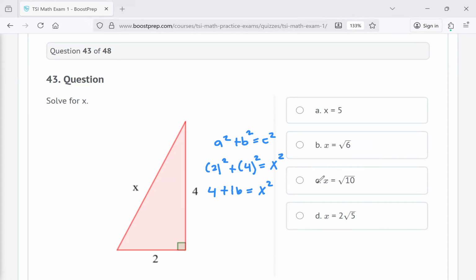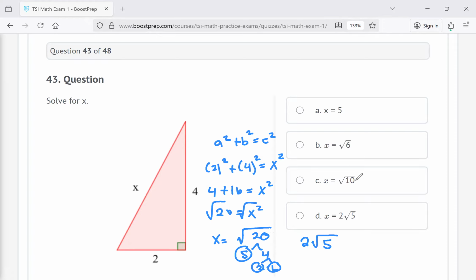So 4 plus 16 is 20, equals x squared, and then take the square root. Now you can simplify the square root of 20, right? It could be multiplied as 5 and 4. 5 is prime, 4 can be broken down as 2 and 2. And then each pair of 2, that 2 and 2 just becomes 2, put it outside, and inside you're left with 5. Letter D.